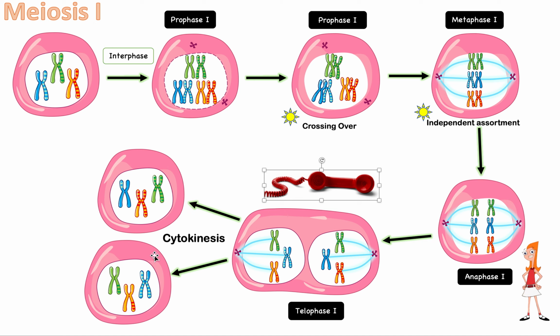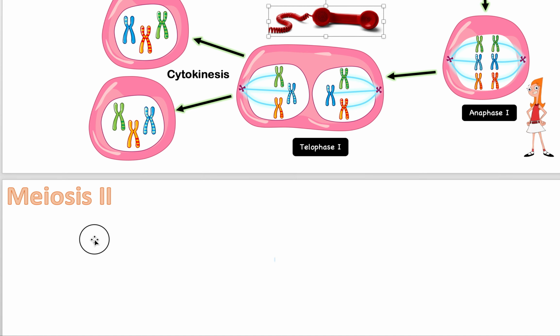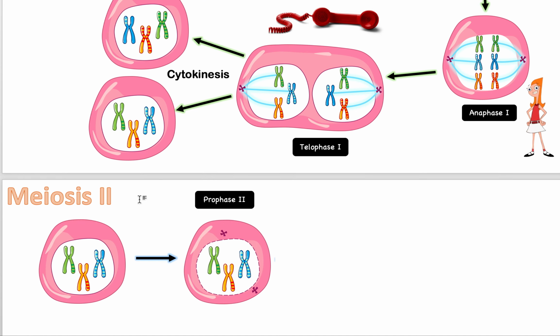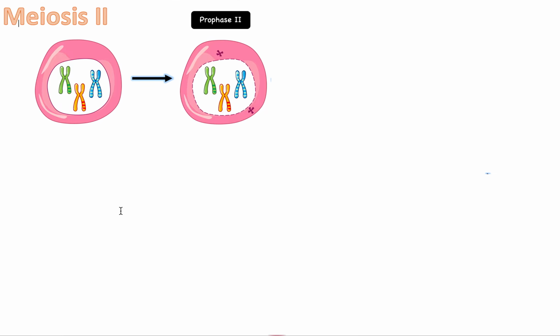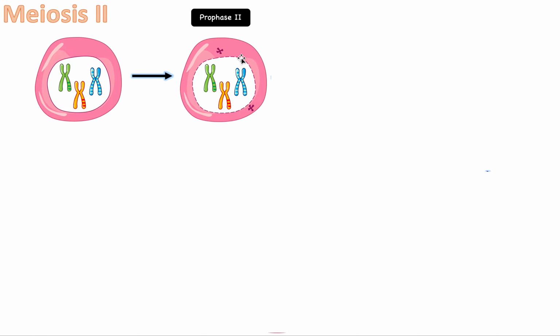So each of these cells now will enter meiosis II. So let's take one of them. We're going to take this one here. This one will now enter meiosis II, even though this happens with both. So just remember it happens with both. So now, basically, we enter prophase again, only now it's called prophase II. So again, here the nuclear membrane is intact, and now it's going to start disintegrating again. The nuclear envelope starts to disintegrate.